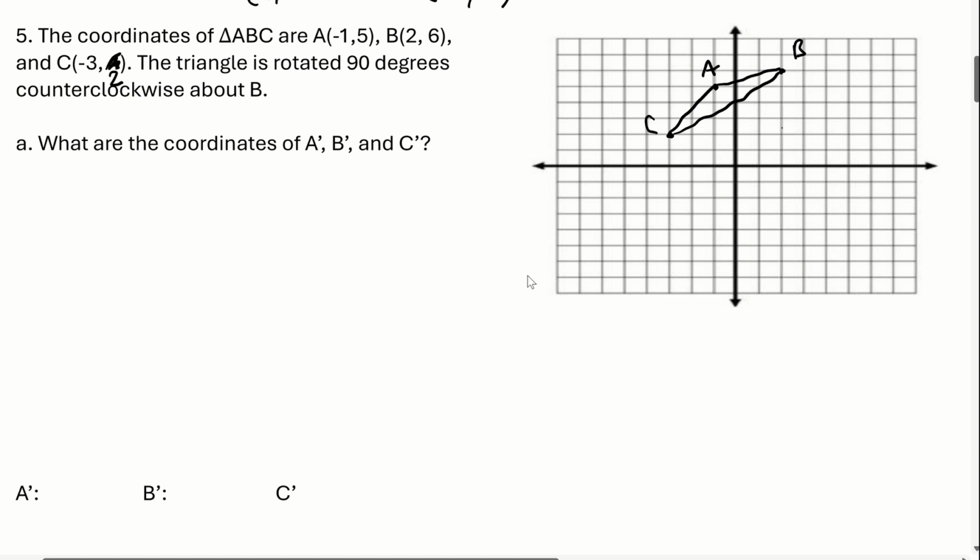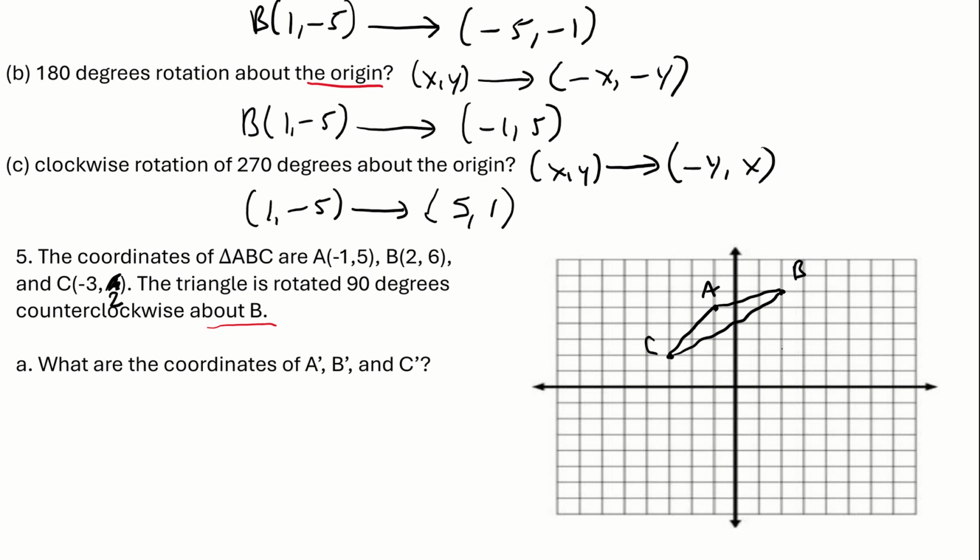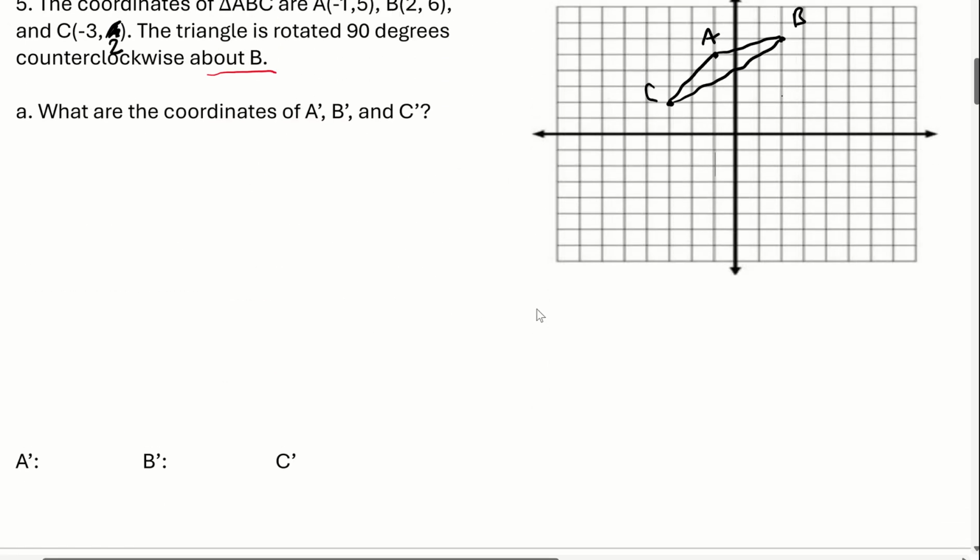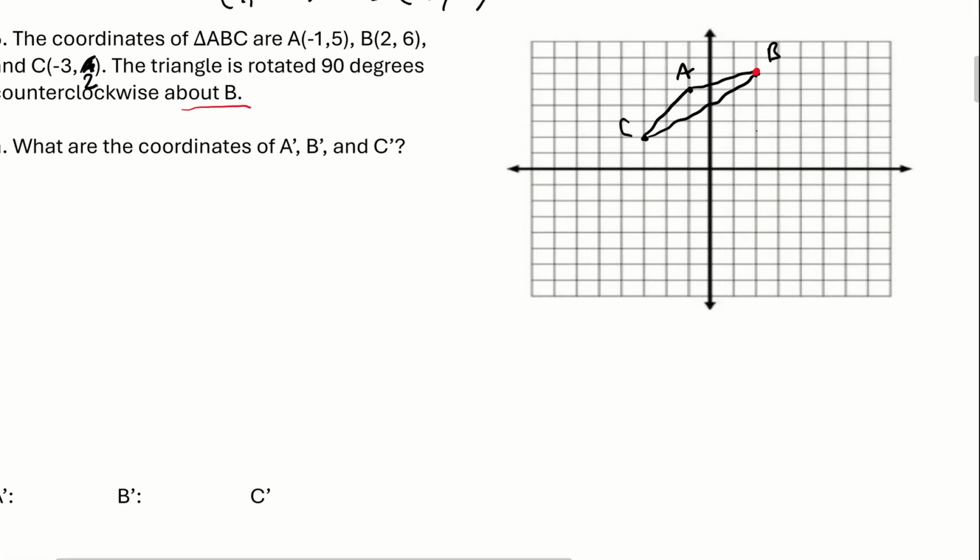Okay, so now this is the most difficult rotation question, because this time you're rotating 90 degrees counterclockwise about B. Before we were doing it about the origin, right? The origin is this middle point. But now this time we're trying to rotate about B. So I'm going to put that point in red. So what we need to do first is take that point B and move it to the origin here.